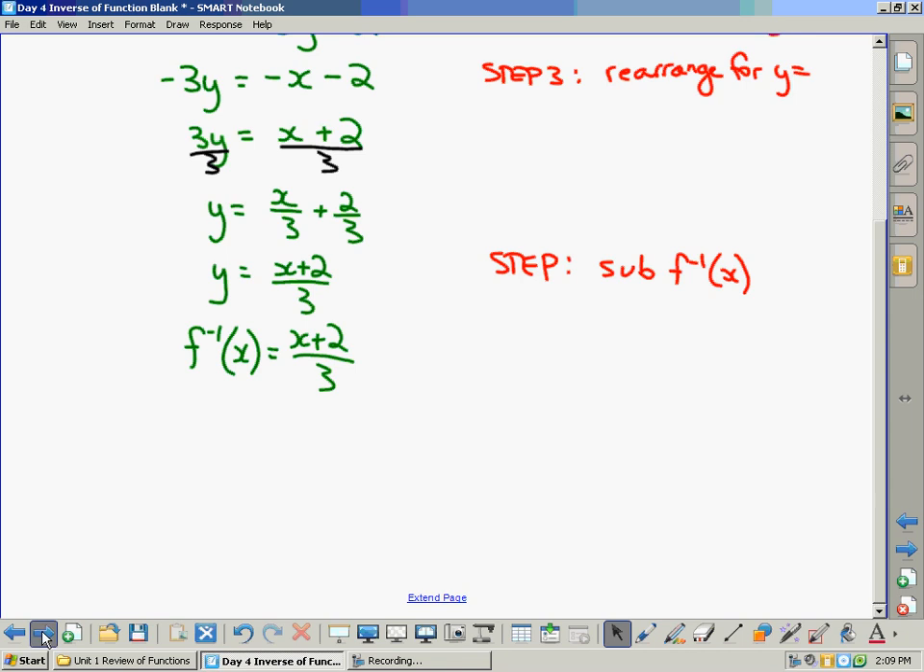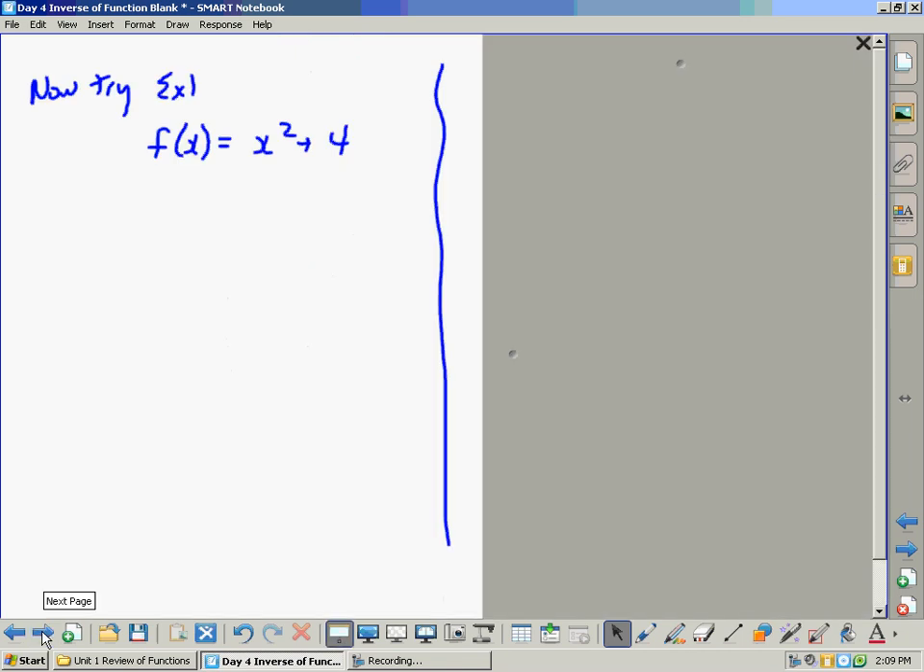So let's try it back with the first example. So we know what the picture was in that first example, the parabola that was moved up 4. Now I'd like you to do it algebraically to find out what the equation of that inverse is. So we'll remember the steps. First things first, we'll go y equals x squared plus 4.